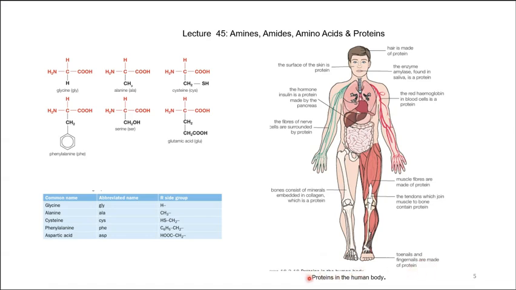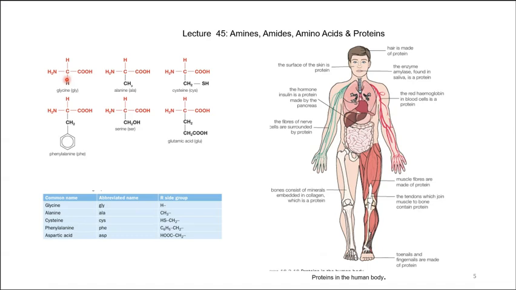So there are pictures of proteins in the human body. Here are about 6 proteins. We said that we have about 20 naturally occurring amino acids. So here the abbreviated name is glycine, and this R side is H, and then alanine.